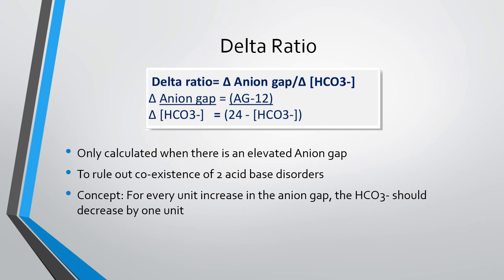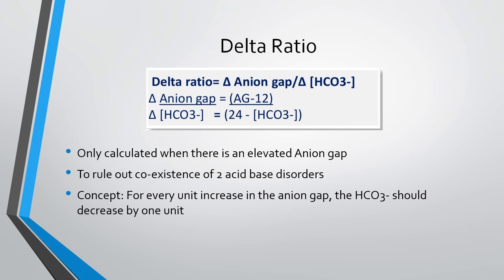So now one more concept I'll be explaining is the delta ratio. So what is this delta ratio? Delta is change. So a delta ratio is the ratio between the change in the anion gap divided by the change in the bicarbonate concentration. So I express that mathematically: the delta ratio is the anion gap minus 12, divided by 24 minus bicarbonate concentration.